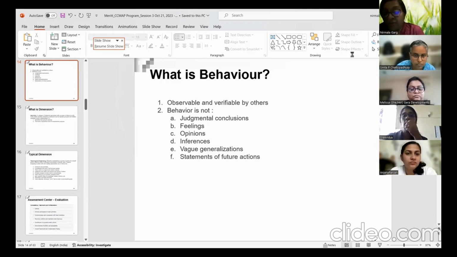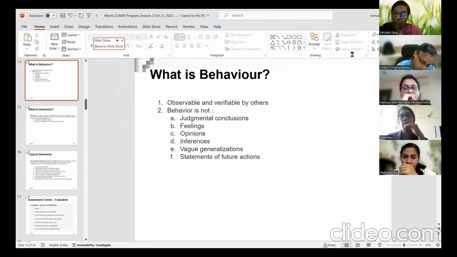So, if I'm observing his behavior, I cannot say that he was not attending to the customer properly. There is nothing like feeling or opinion. You have to document exactly what you can see. So behavior is what can be seen, observed. And especially in an assessment center, you have to really understand the difference between behavior and feeling, opinion, inference. I just told you that example. He was angry. So angry is an inference. It is not a behavior. So what is it that he did to come to the conclusion that he was angry? That is the behavior you need to document.